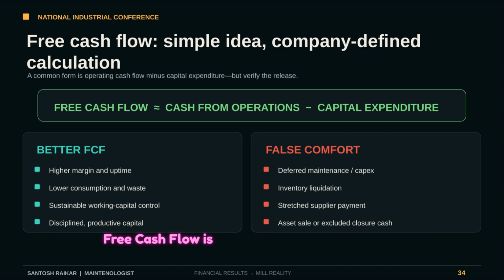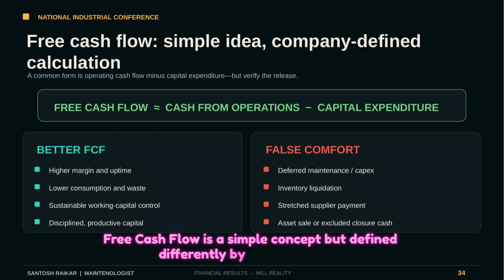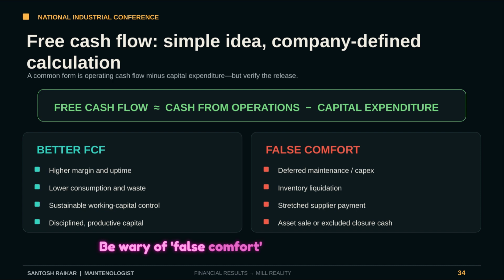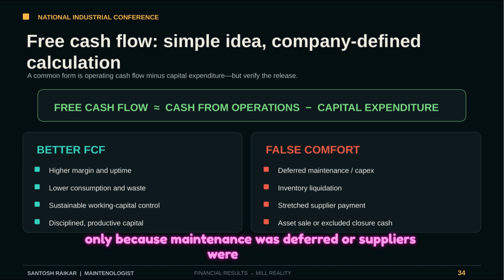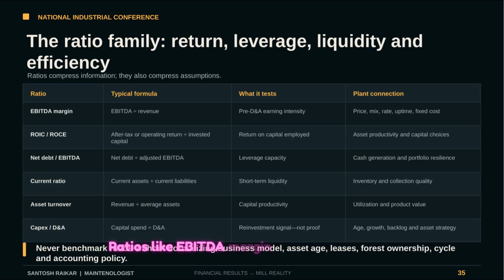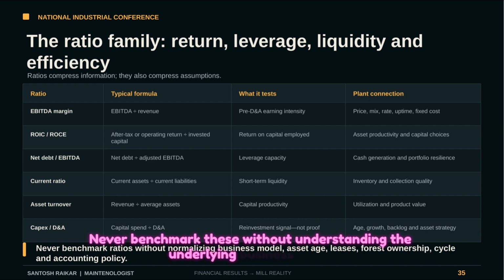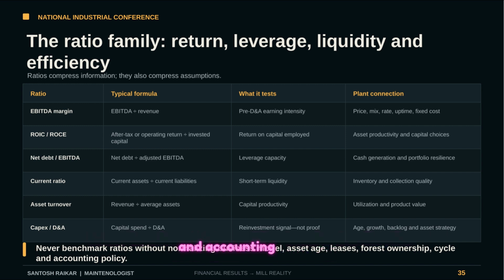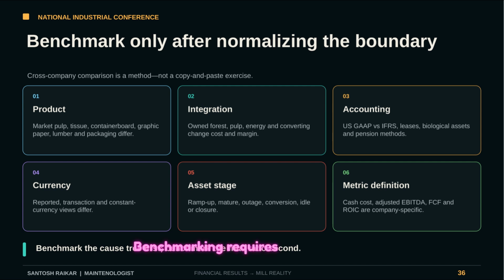Free cash flow is a simple concept, but defined differently by every company. Be wary of false comfort, where FCF looks good only because maintenance was deferred or suppliers were paid late. Ratios like EBITDA margin and ROIC compress information into a single number. Never benchmark these without understanding the underlying business model, asset age, and accounting policies. Benchmarking requires normalization. Factors like forest ownership, currency, and whether a mill is integrated or not will change your margins. Benchmark the cost tree first, then the ratio.